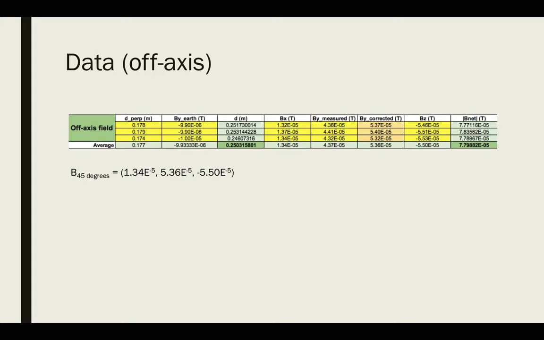And as for my off-axis data, here are my d perp values, as well as the magnetic field of Earth, which I compensated for in the y value, in the corrected y value here, and then the x value magnetic field, the z value. So using the x, corrected y, and z magnetic field values, I put them together to get the magnetic field at 45 degrees, which gave me this.